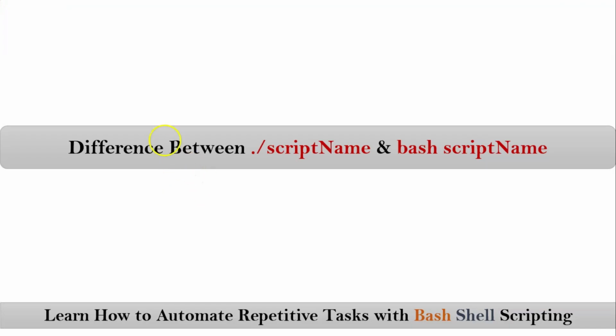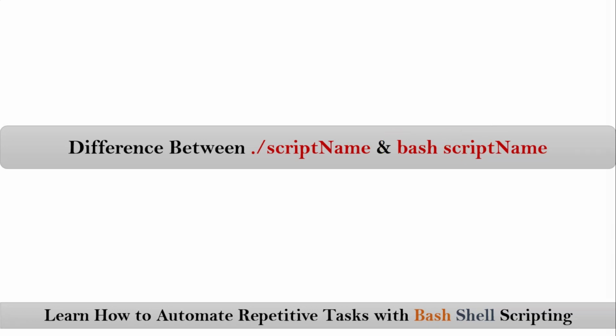See, now the only difference between these two is that in the first mechanism you have execution permissions and also the very first line inside the script is the shebang line. But here you do not need to have execution permissions and also no need to mention the shebang line in your script at the very first line. That's it. That is the only difference.